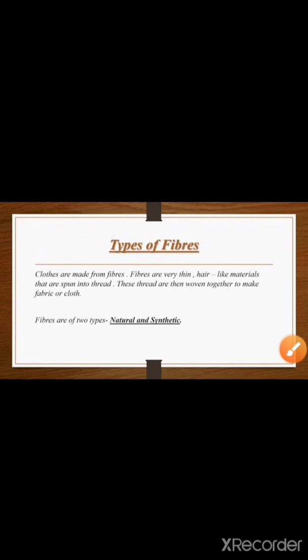Let's move on to the next topic, that is types of fibers. We know that clothes are made from fibers. What are fibers? Fibers are very thin, hair-like materials that are spun into thread. These threads are then woven together to make fabric or cloth.